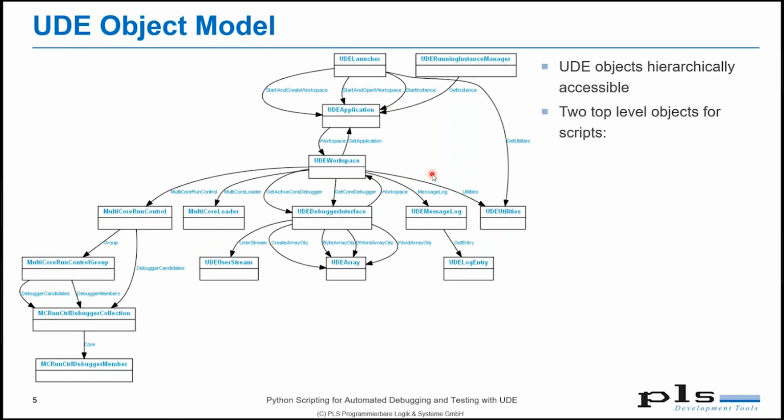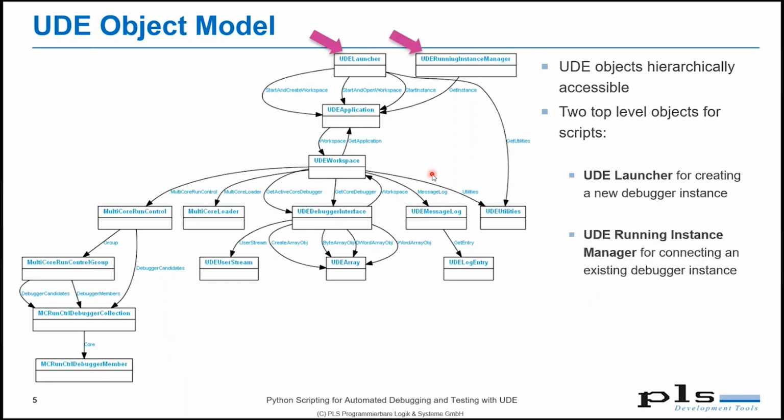And at the very top, there are two objects that are used for starting to obtain all the objects. That is first the UDE launcher. This object is used if you want to create a new UDE debugger instance. So basically, if you want to start UDE. And there's another one, which is the UDE running instance manager, which is the object used for connecting your script to an already running UDE.